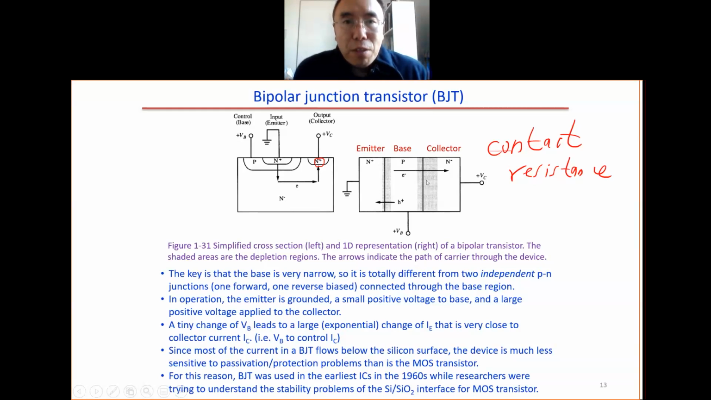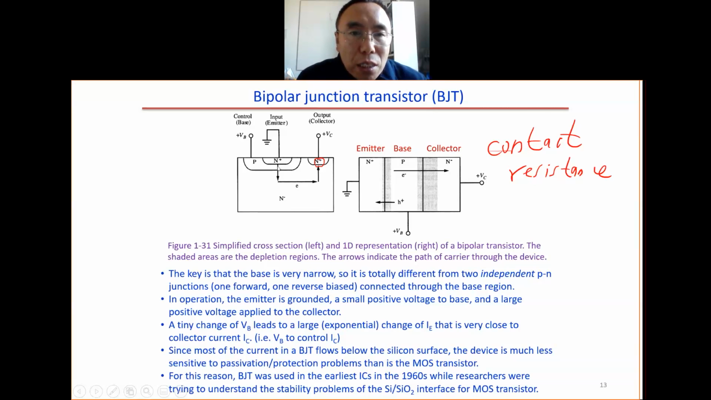But actually, this is not the case for the bipolar junction transistor, because the base here is very narrow. It is totally different from two independent PN junctions connected through a base region. We cannot consider this transistor as two PN junctions connected by the base; we have to consider that the base is very narrow. If we look at this figure, when we have this positive voltage, a lot of electrons come from here to here.